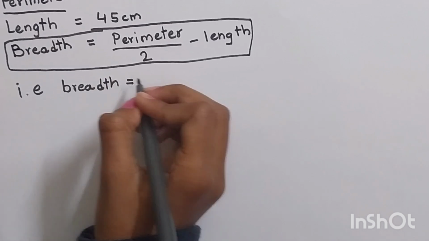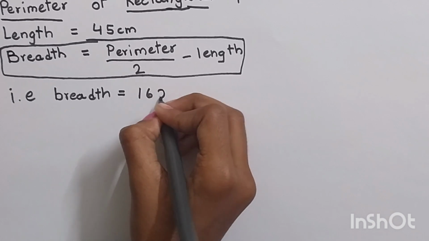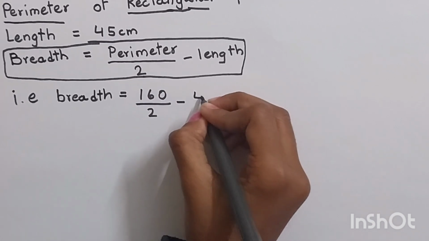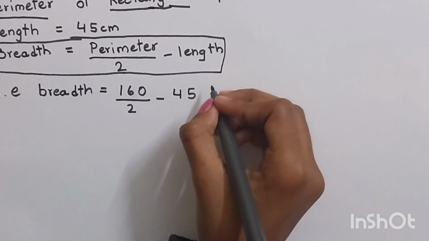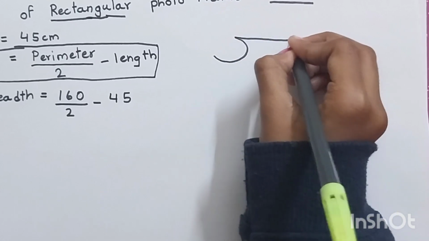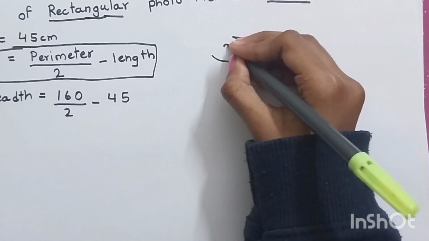Breadth equals, what is the perimeter value? 160, by 2, minus the length, which is 45. Very good. Now divide 160 by 2. Here we are doing division, 160 by 2.